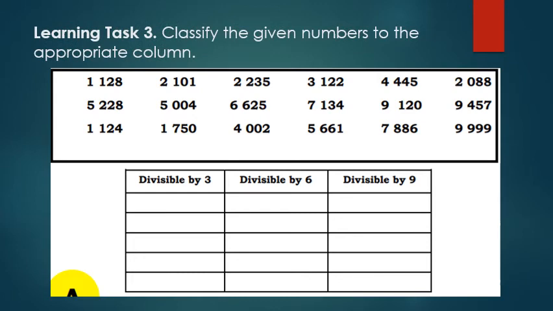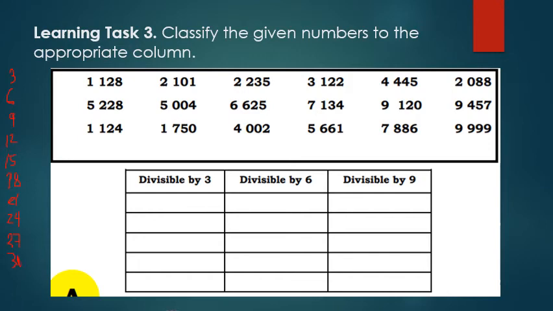Okay, so for the learning task 3, classify the given numbers to the appropriate column. So, ilalagay natin sila dito sa appropriate column niya. So, doon muna tayo sa divisible sa 3. Ililista ko dito yung skip counting by 3 ha. So, 3, 6, 9, 12, 15, 18, 21, 24, 27, and 30.